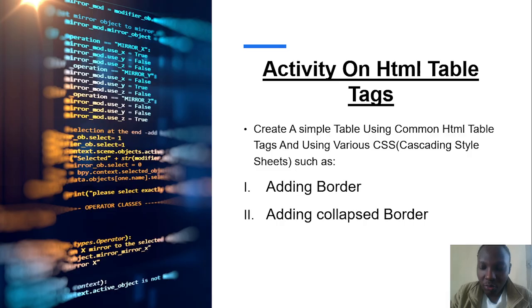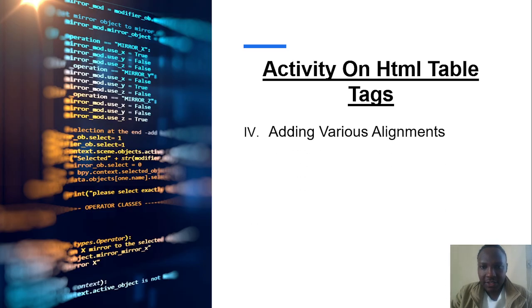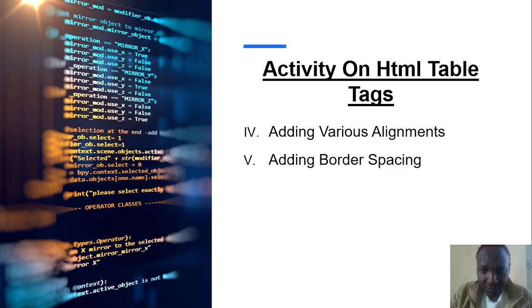Then adding collapsed borders. The borders can either be collapsed or separate. We'll see how they differ if you apply them. Then adding cell padding, which is just adding space between the content and the borders of the cell. Others are adding various alignments, such as left alignment, center alignment, or right alignment of the text. Also adjusting the border spacing.